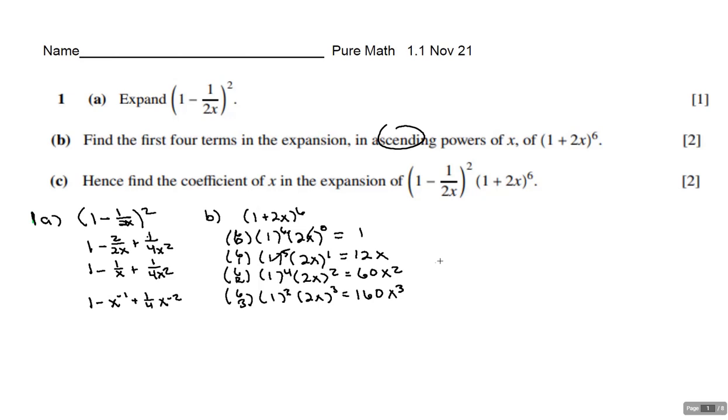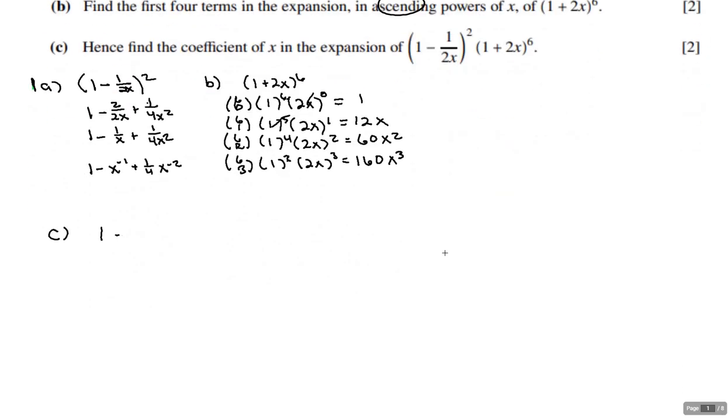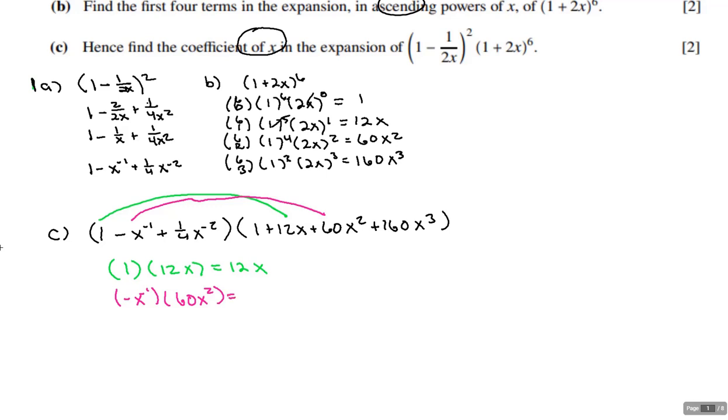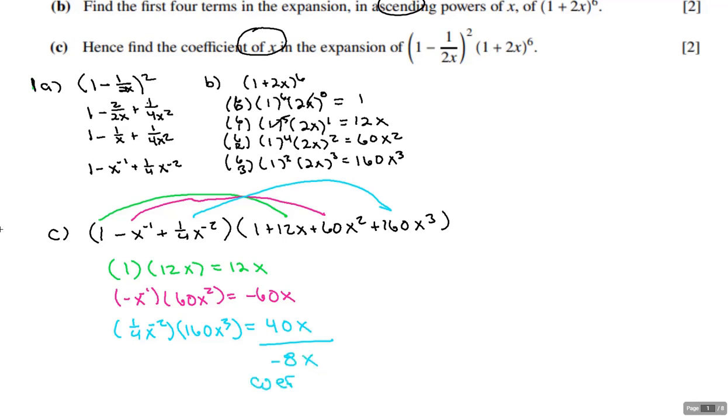Now, in the third part, we're going to multiply these things together, but we're only looking for the coefficient of x. So we only want to conduct multiplications that are going to result in an x, not an x squared, not an x to the negative 1, just an x. So I multiply 1 times 12x, and that's going to give me 12x. I'm going to multiply negative x to the negative 1 times 60x squared, because that's going to give me negative 60x. Then I'm going to multiply 1/4 x to the negative 2 times 160x to the third, because that's going to give me 40x. And when I add all those together, I'm going to get negative 8. And my coefficient's going to be negative 8.